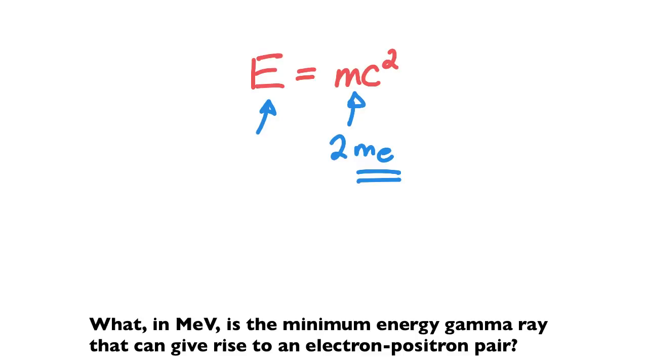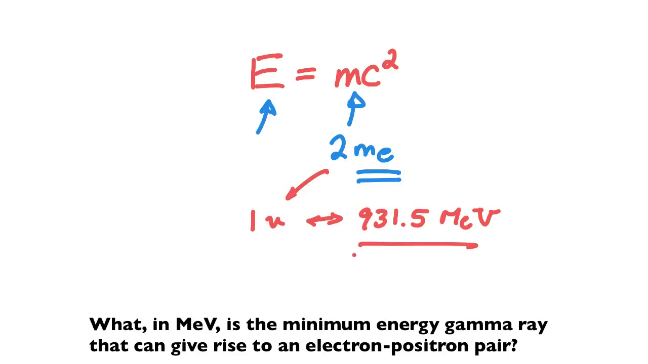The other thing I can note is that 1 atomic mass unit corresponds to an energy of 931.5 mega electron volts. So if I can take the mass, twice the mass of an electron, convert it into atomic mass units, I can just scale the appropriate amount of energy. So go ahead and complete that calculation.